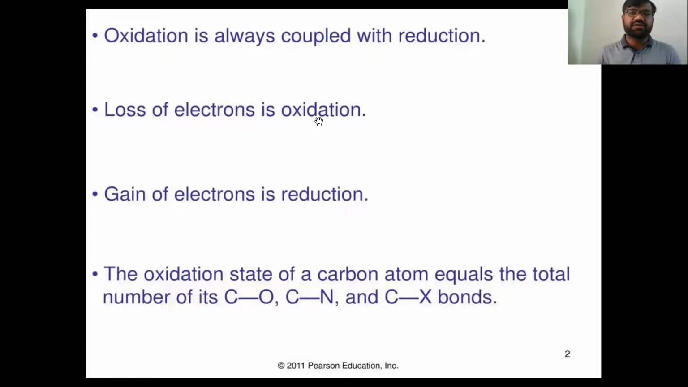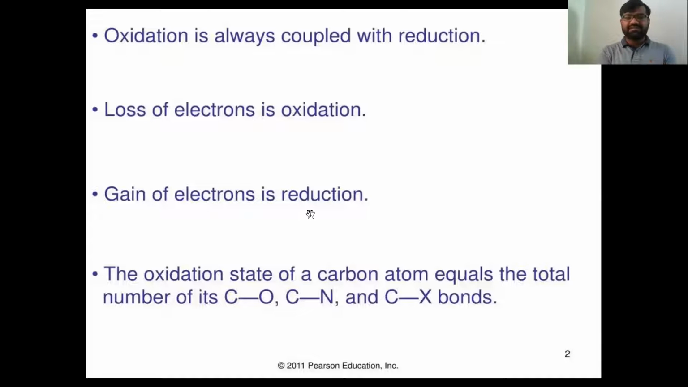Loss of electron is basically termed oxidation. Whenever a substance releases an electron, this process is called oxidation. Contrary to this, if a substance receives an electron, the process is called reduction. One substance is donating, so it is being oxidized. The other substance is receiving, so that's why it is reduced.